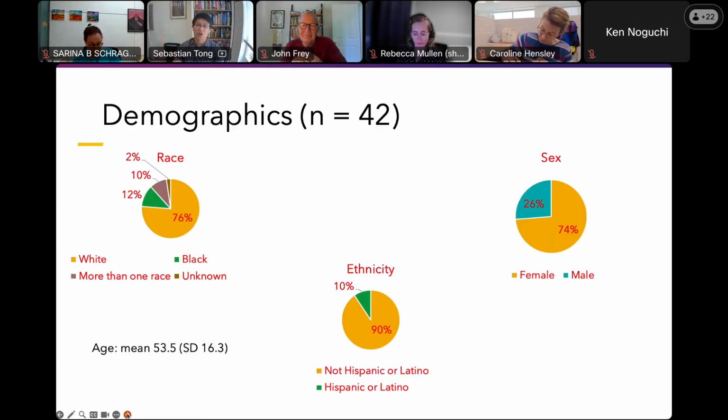So this is the ongoing study. We're looking to recruit 100 patients. We had 42 complete the intervention so far, of which the majority were white, non-Hispanic, and female. The average age was 53, with a range from the mid-30s up to the 70s.